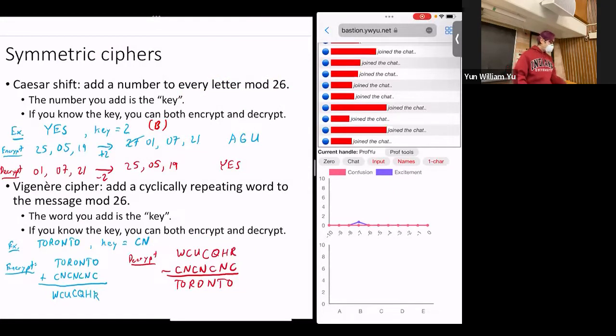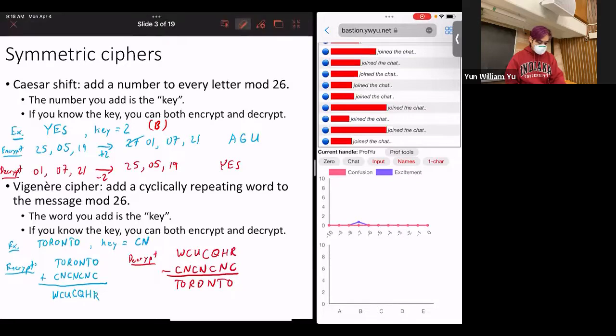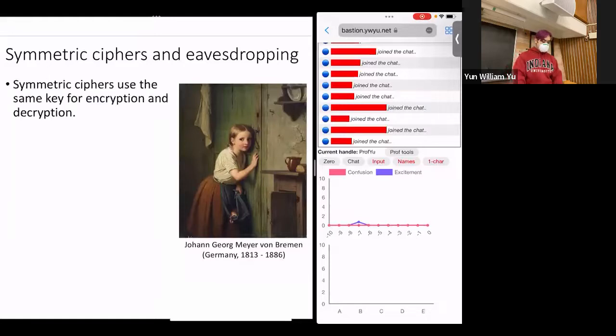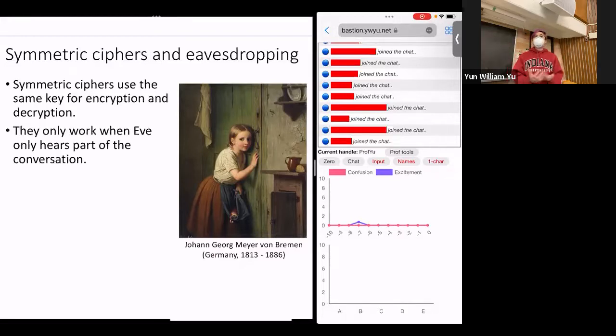Okay? Now, the issue here is, what happens if you have eavesdroppers? What happens if you have an eavesdropper? So what happens if Eve is really there listening at the door for the entire conversation? Like we said, the symmetric ciphers use the same key for encryption and decryption. So this only works, right, if Eve only hears part of the conversation.